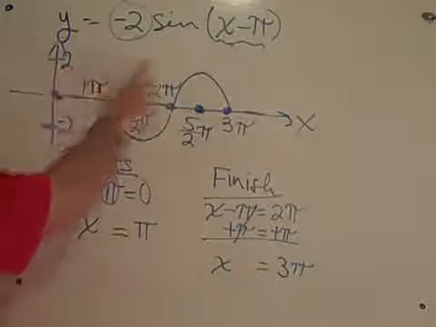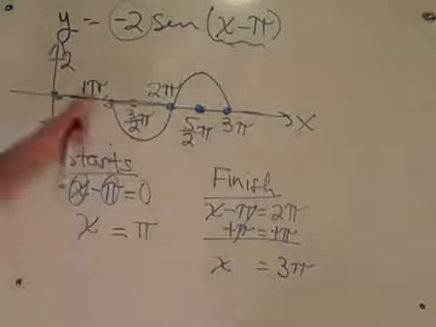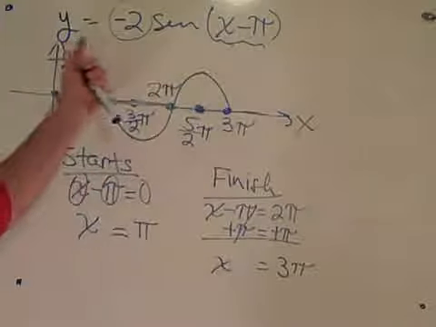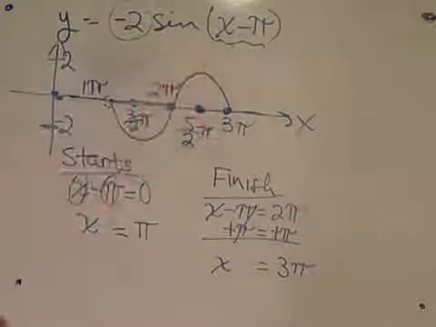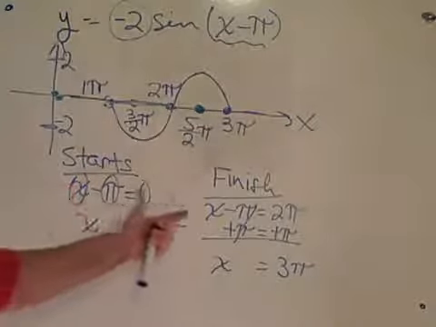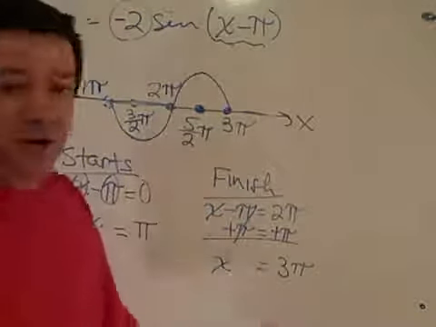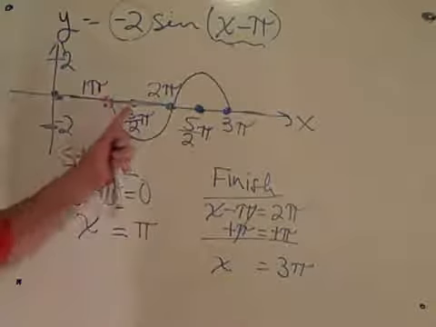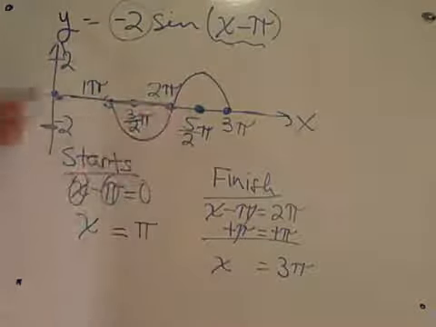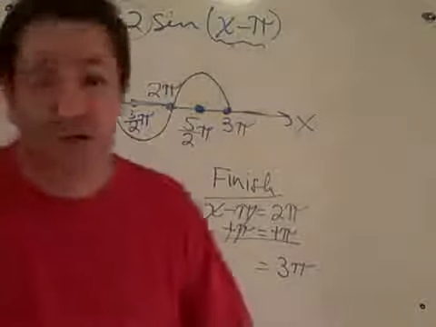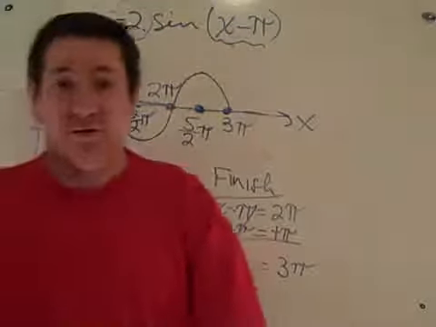You don't really need these dotted lines. Here is the graph, y equals -2 sine of x minus pi. Know where it starts, know where it finishes, 1 pi and 3 pi. Fill in the other 3 points. Get the y values going, the high and the low. You have your sine graph.